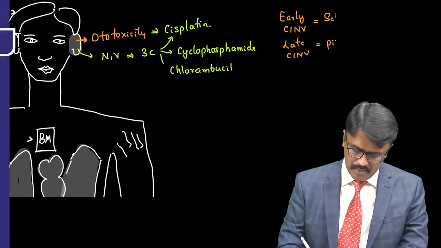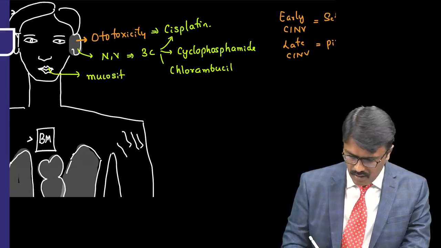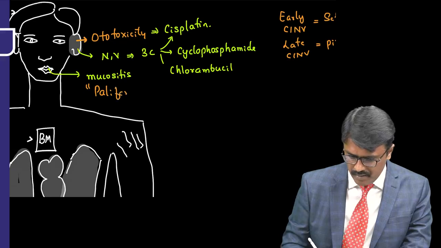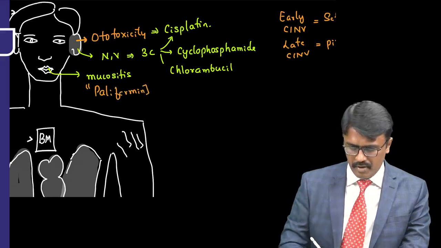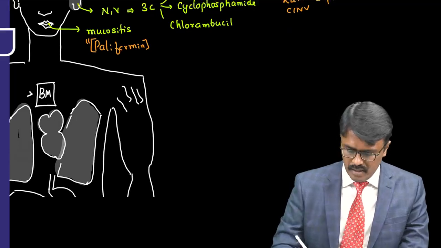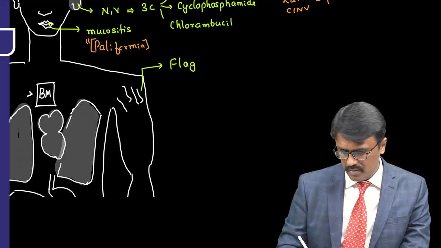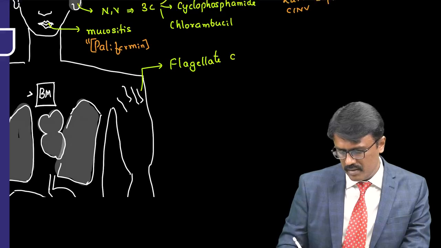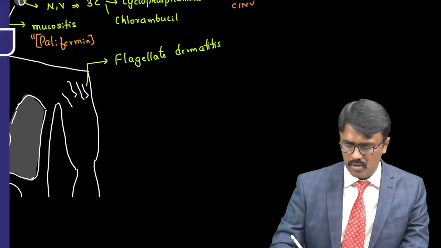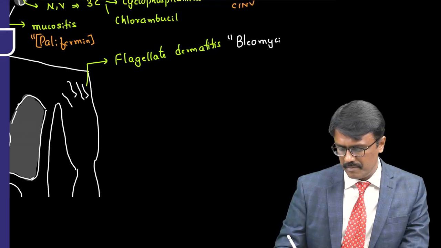Now the patient may develop mucositis. So how do you prevent mucositis? The drug that is used to prevent that is called palifermin. Palifermin is a keratinocyte growth factor which is used to prevent the problem. Now the patient may develop dermatitis, and that is called flagellate dermatitis. Now you have to tell me what drug is known to produce that. Yes, you are right. It is called bleomycin.